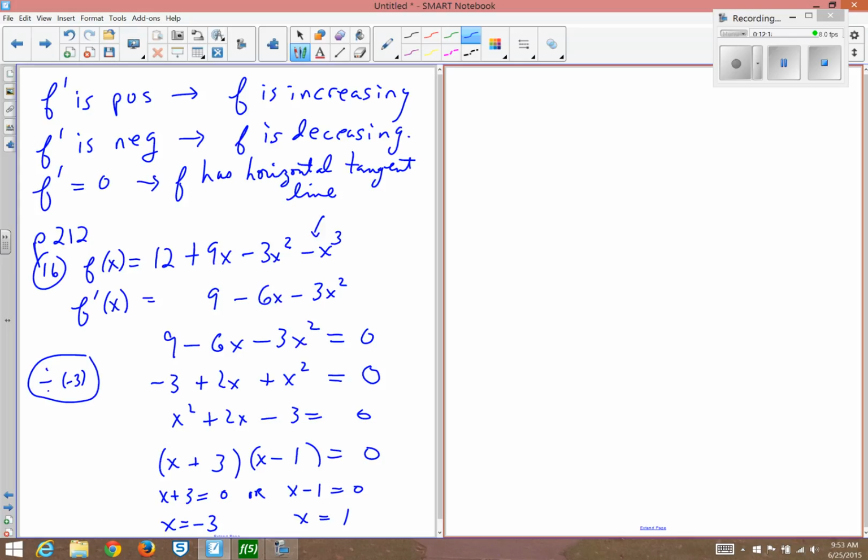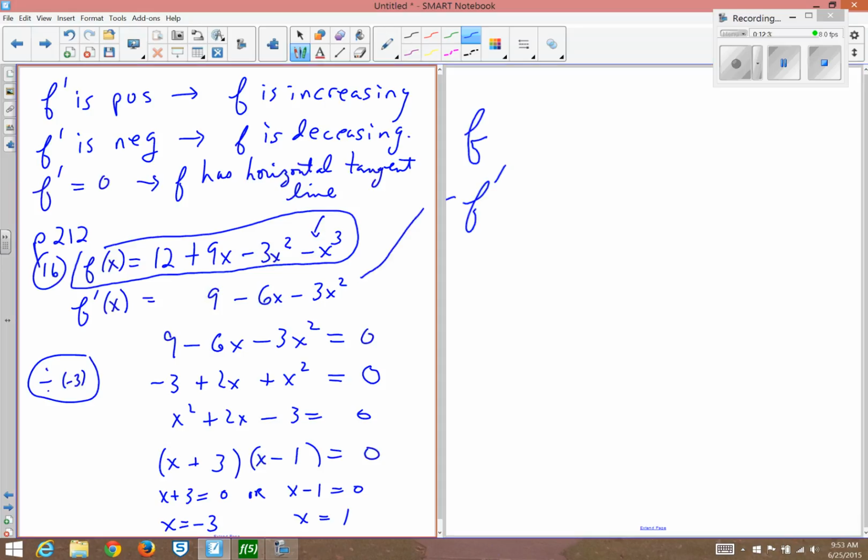So now we're going to make a chart with these labels. F represents this function right here. F prime represents this right here. And x on this x-axis here, don't make a y-axis anywhere.